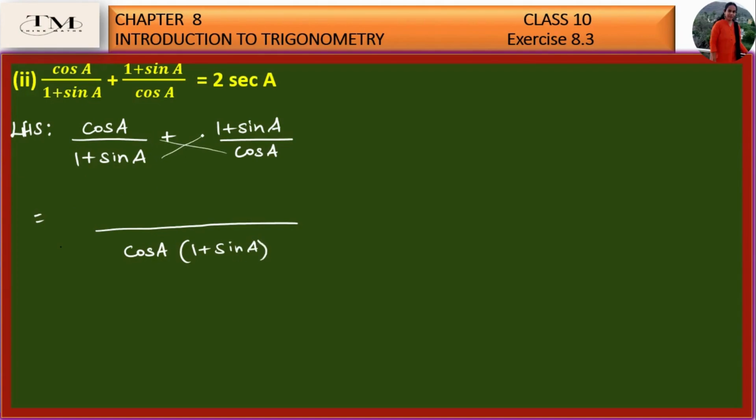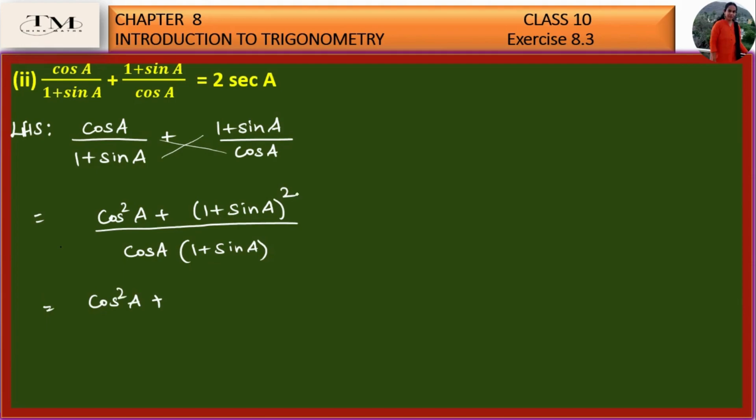We have to cross multiply. So cos A into cos A is cos square A, plus here we have 1 plus sin A into 1 plus sin A, so it is (1 plus sin A) whole square. So keep the cos square A as such. Now what is (1 plus sin A) whole square?